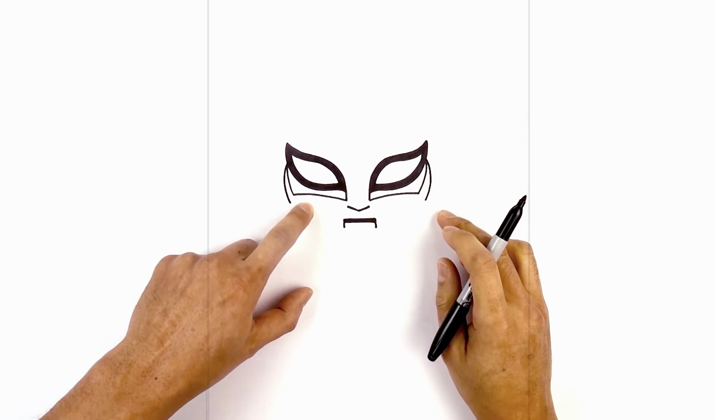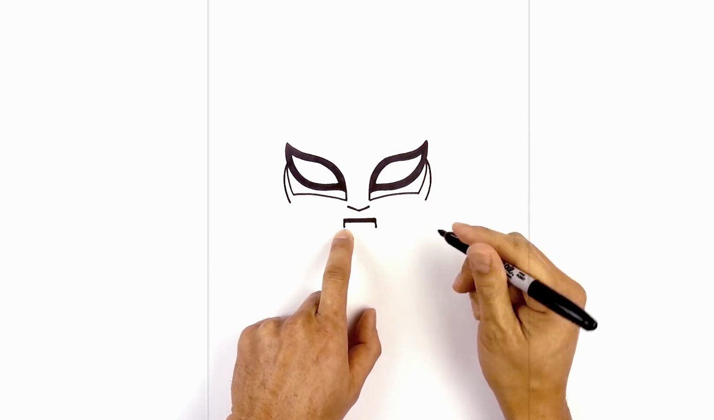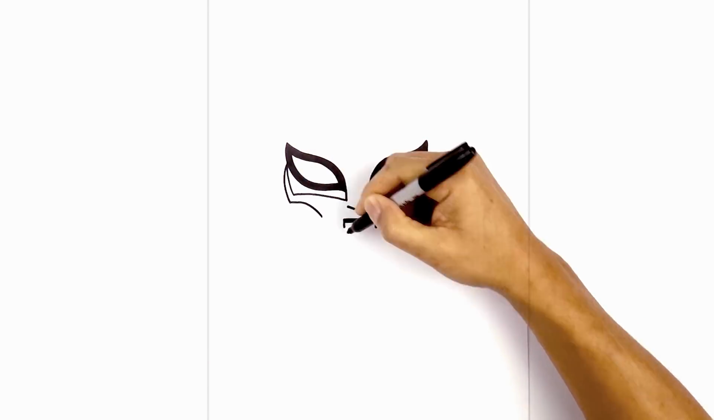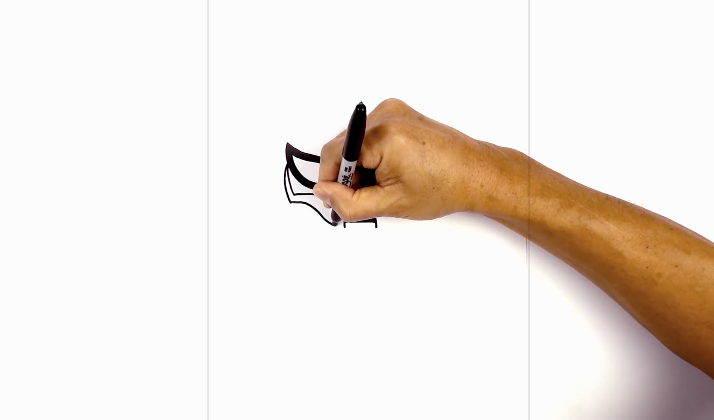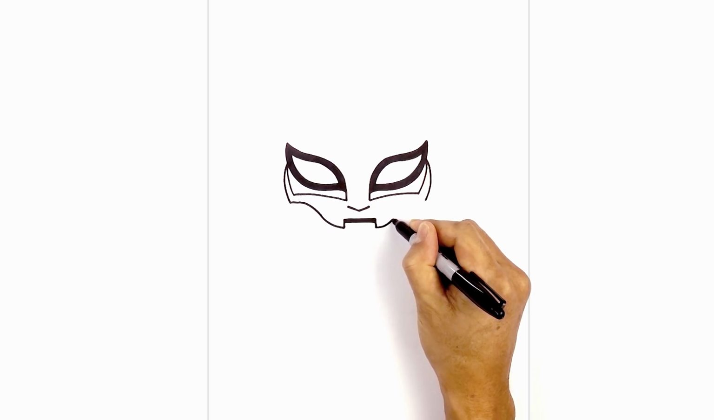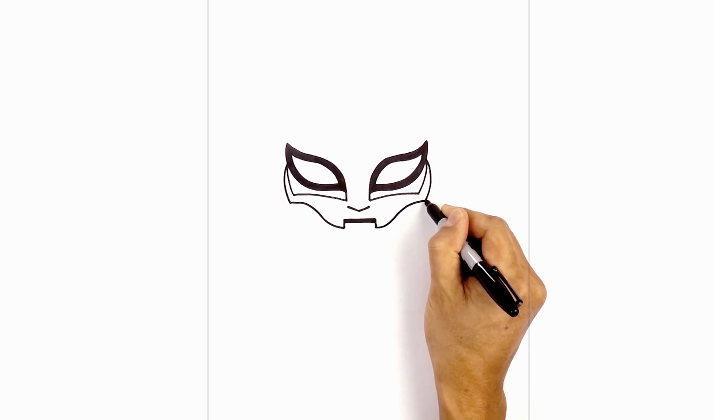Now we're going to curve in, down, and then back in towards the corner of the mouth. Starting in here, we're going to curve in, down. Now we're going to pull that back in and across towards the bottom corner of the mouth. We'll do the same thing on the right, curving up, and then going across.